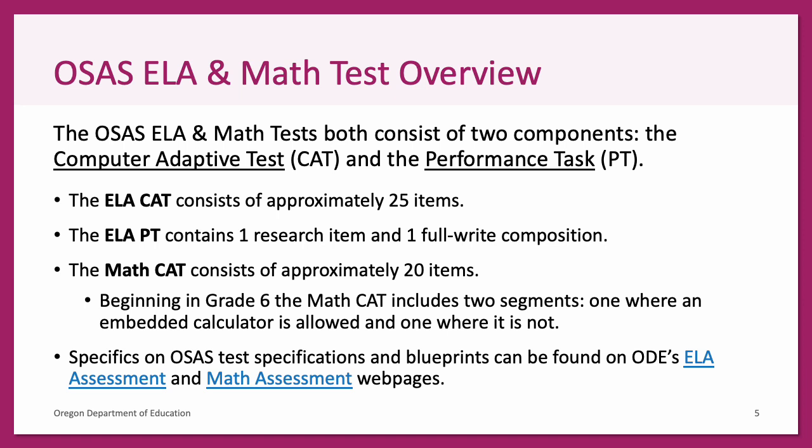Both the OSAS ELA and Mathematics tests consist of two components: a computer adaptive test, or CAT, and a performance task, or PT. The ELA CAT consists of approximately 25 items across all grade levels. The ELA performance task consists of one research item and one writing extended response, or full write, composition. The Math CAT consists of approximately 20 items. Starting in grade 6, the CAT includes two segments, one where a calculator is allowed and one where it is not. Be sure to check out ODE's ELA and Math assessment web pages for more specifics on OSAS test design and blueprints.